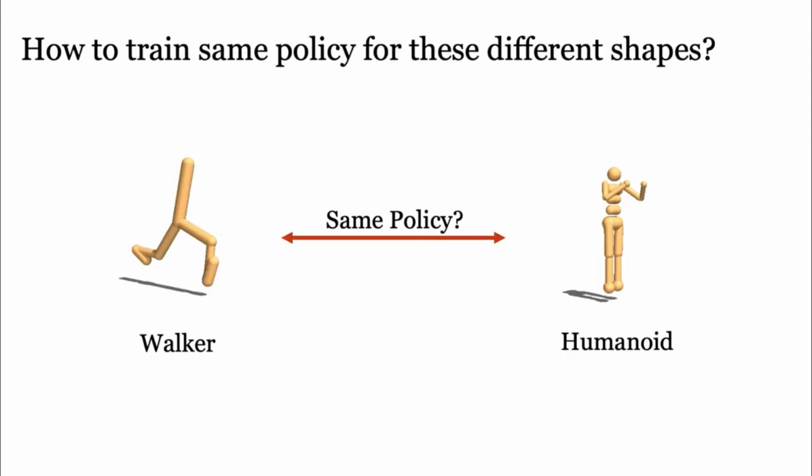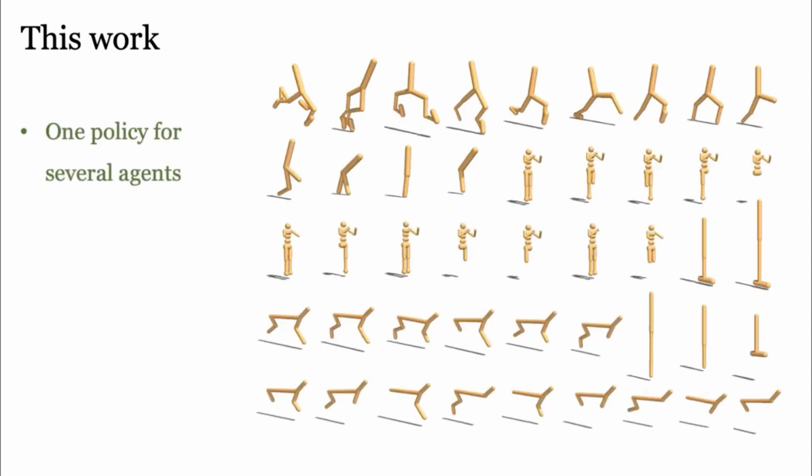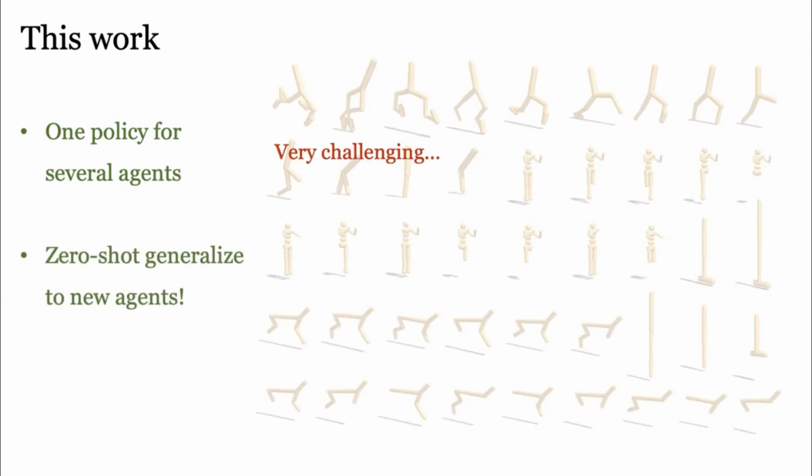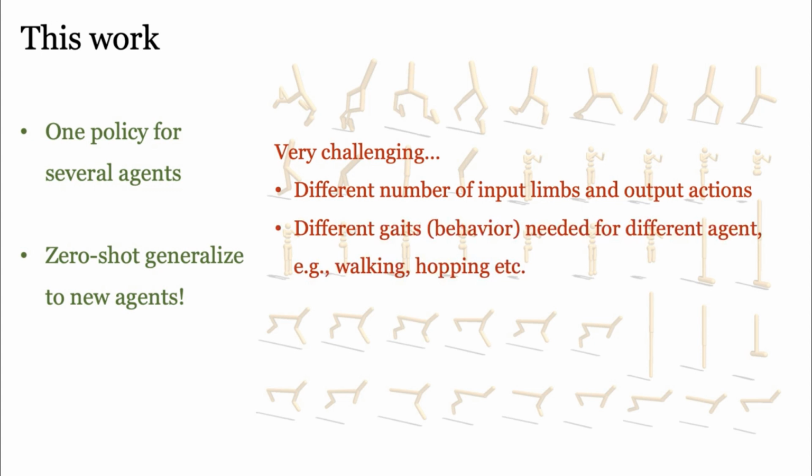For instance, how do you train a single policy that works on both walker and humanoid? So in today's talk, I'll talk about our approach that trains a single policy not only for one robot, 2 robots, but for a wide variety of different robots. In fact, after we train it for these robots, our approach can also zero-shot generalize to new robots without fine-tuning. But this problem is very challenging. First, we have different numbers of input limbs and different action spaces. Second, these robots are so diverse that the policy needs to model different gaits at the same time.